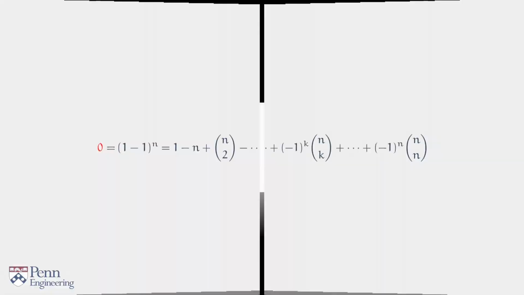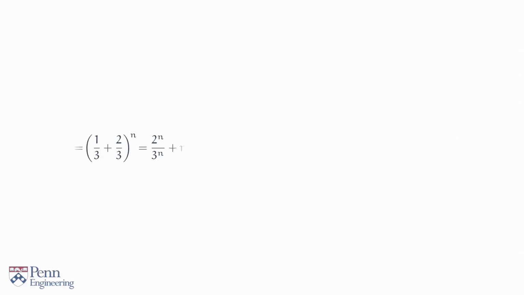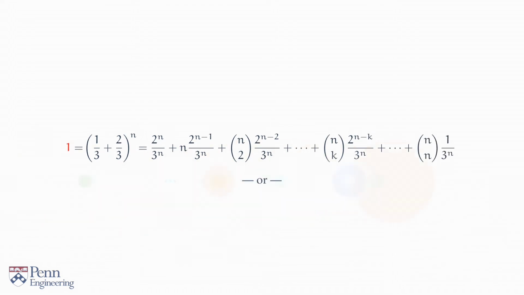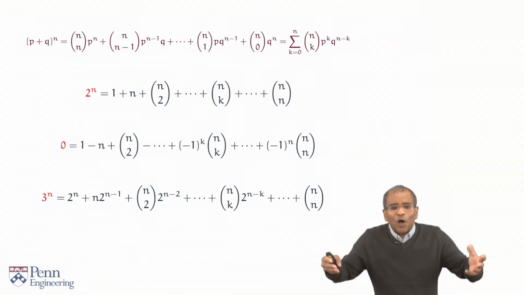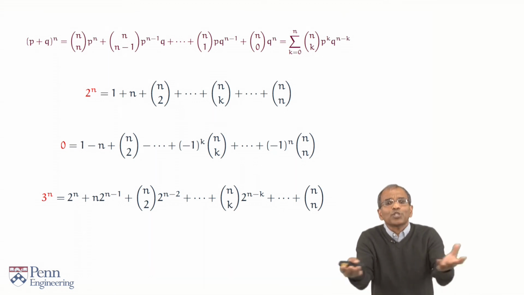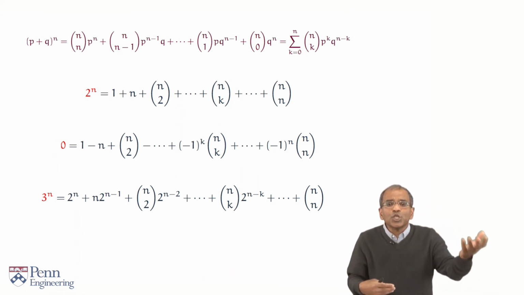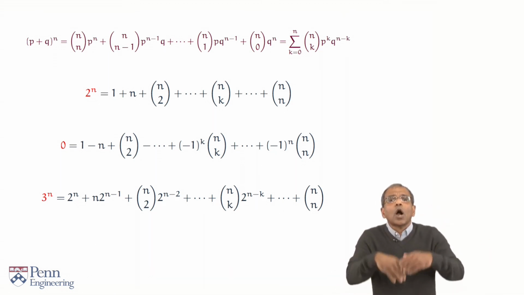One last time, if you said p is 1/3 and q is 2/3, we end up with one more identity. But you can now see how a whole stable of identities is waiting for you to discover. Just plug in suitable values for p and q, and out comes an identity.